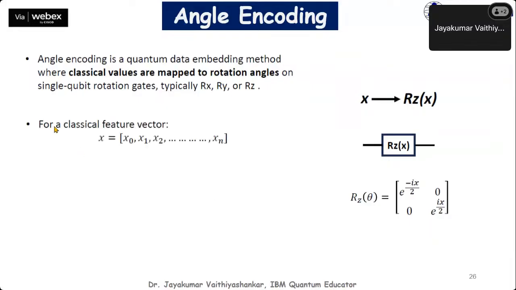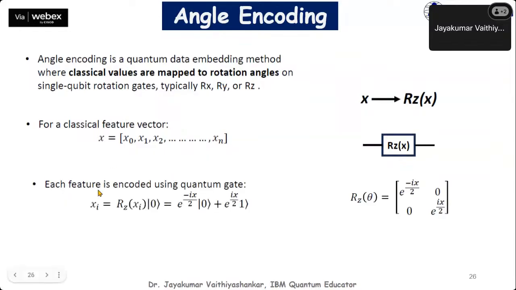This is an example for a classical feature vector. Each x contains a set of values. How do we create each feature using a quantum gate, using the RZ gate? Give your input x0 to RZ, which is applied to state 0, and you'll get this quantum superposition. This is not an equal superposition, this is just a superposition. Are you able to get the idea?